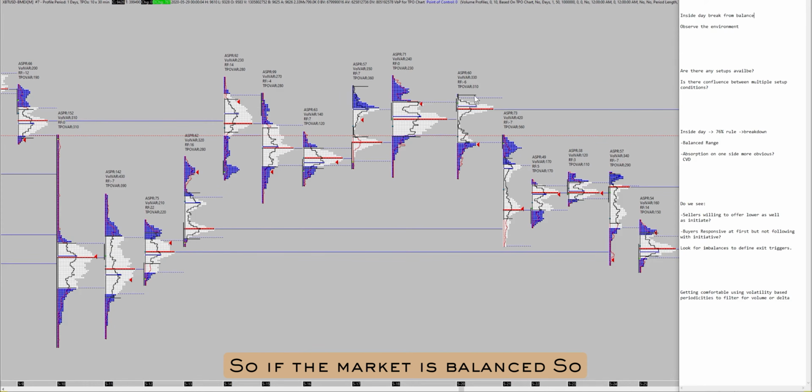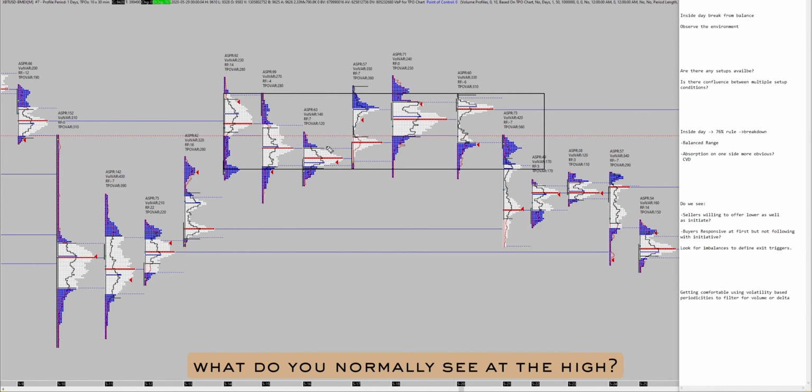So if the market had been balanced over this period, what do you normally see at the high? You see that buyers become more unwilling to buy at the high, right? Or buyers become more unwilling to bid. So you see aggression towards the high, but you don't see the bid walking up. And towards the low, what should you see? You should see that sellers become less eager to sell passively down here, right? This should all be absorbed by passive buyers or responsive buyers.